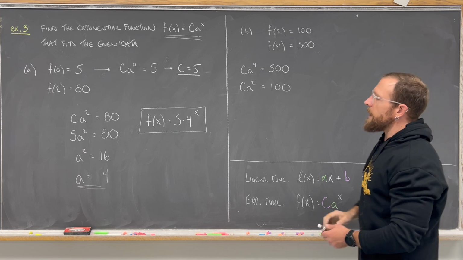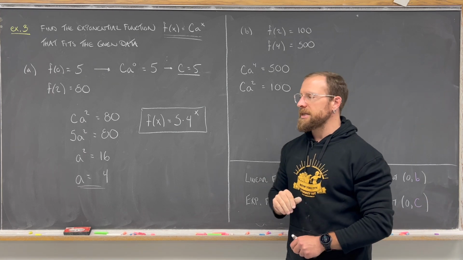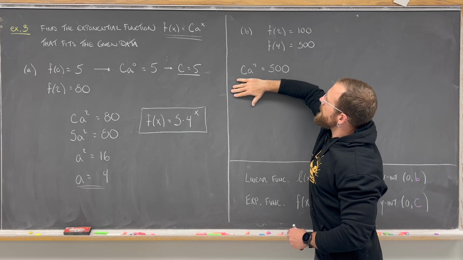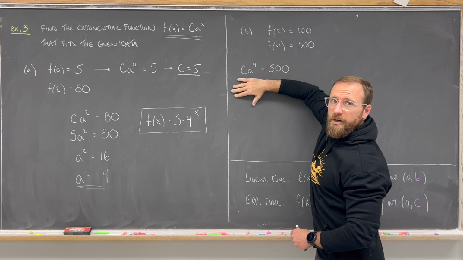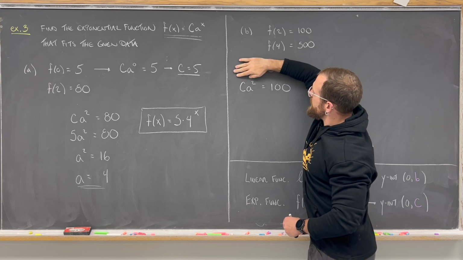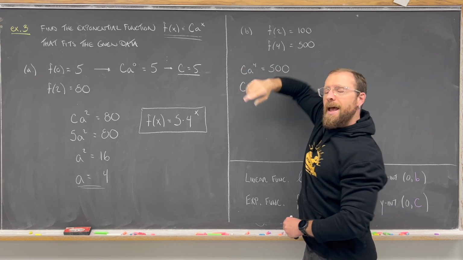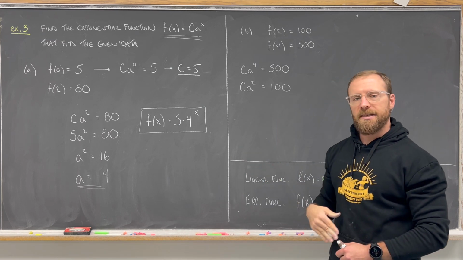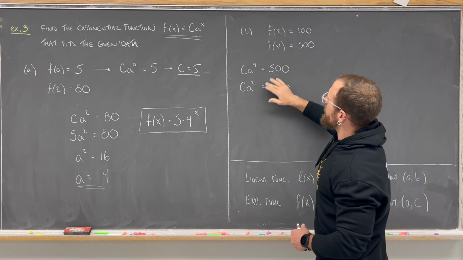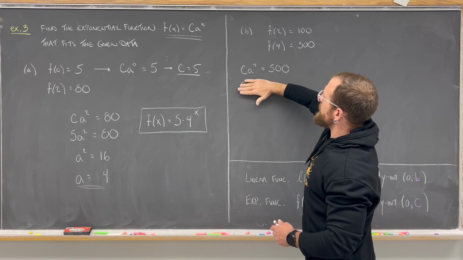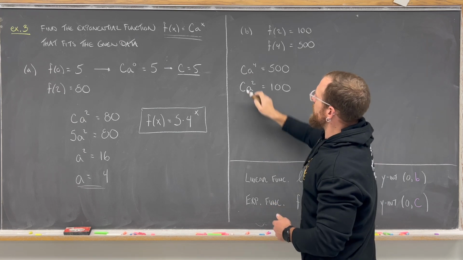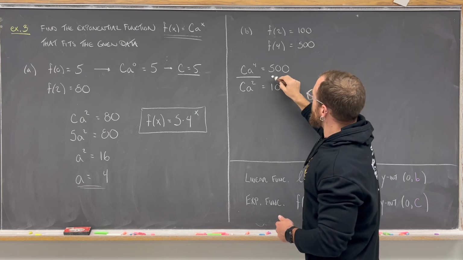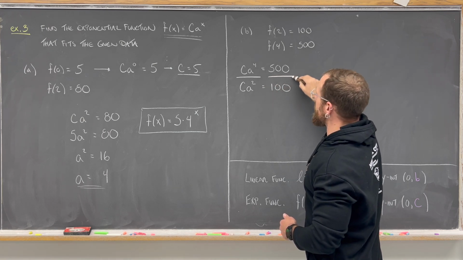Here's what I want to do, and you may not have seen this before, so I want to take my time here. I know that c times a to the 4th is 500, and I know that c times a squared is equal to 100. Given an equation, I'm allowed to divide both sides by the same thing. So take a look at this. Suppose I take this first equation and I divide the left-hand side by c a squared, and I divide the right-hand side by 100.